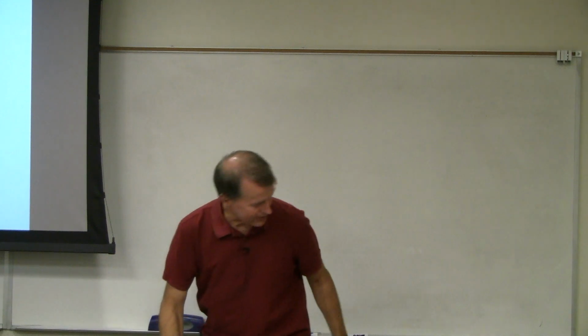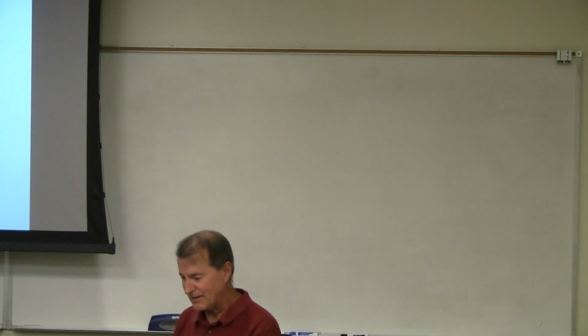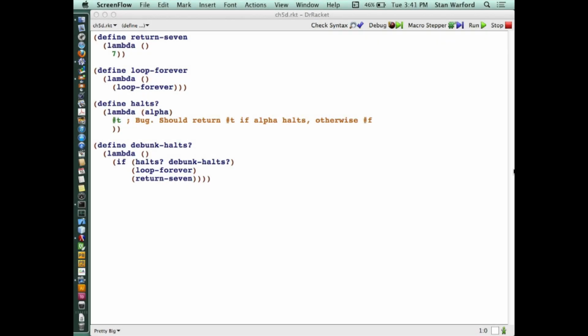Okay, and just to show you here, let's do our first demo, to show you how feasible this could be. So here's our demo, and here is the actual code that we talked about on the slides. Notice here, it's define return 7, lambda, no parameters, 7. Define loop forever, lambda, loop forever. Define halts, lambda alpha. This has a bug in it. Now you see why I couldn't put the code in here, because I just proved mathematically that it's impossible to do. Anyway, look, define debunk halts, lambda, if halts, debunk halts, loop forever, return 7.